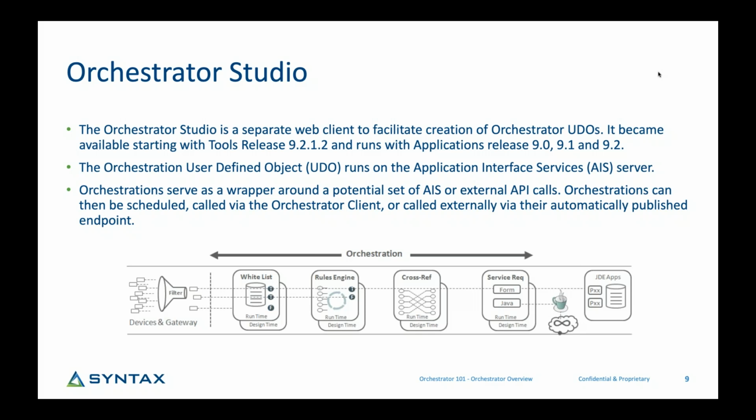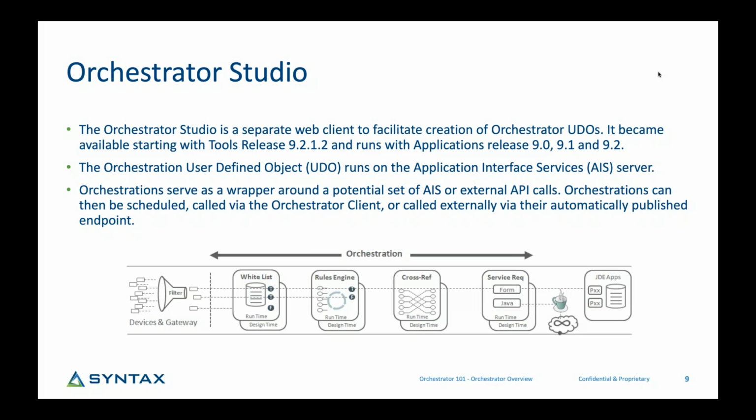Component itself, and it runs on application releases 9.0, 9.1, and 9.2. So they're kind of decoupled in that way, but you do need that separate web component. The Orchestrator UDOs run actually on the AIS server. So you probably have heard AIS server thrown around a lot, the application interface server. That server does need to exist, and the Orchestrator Studio actually points to that AIS server to facilitate those transactions.